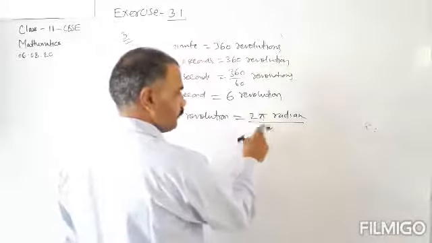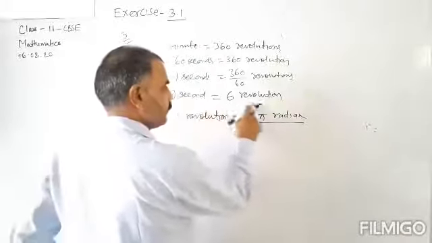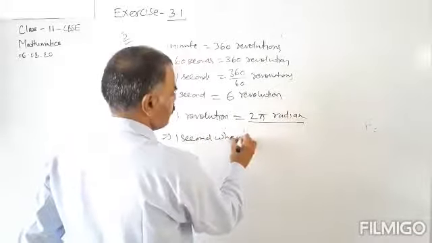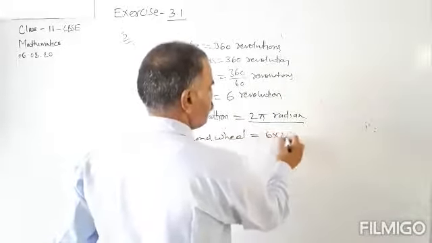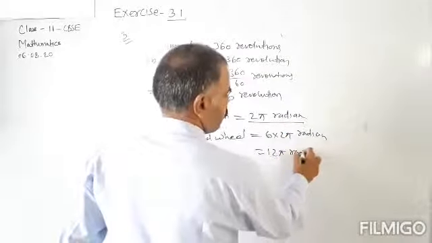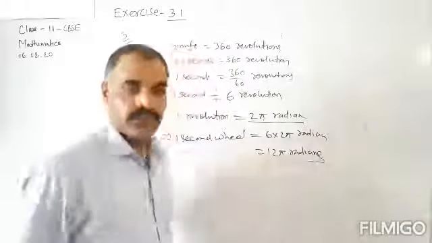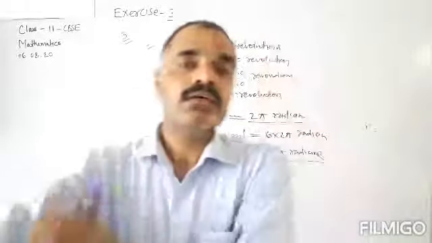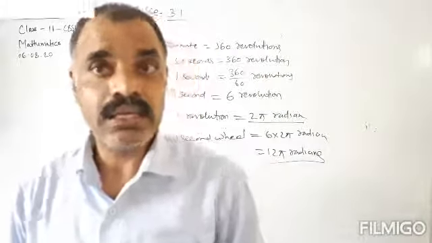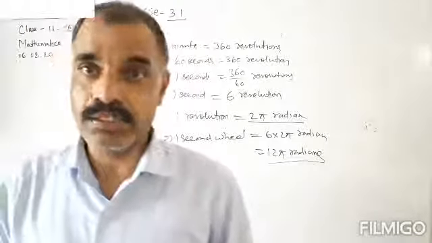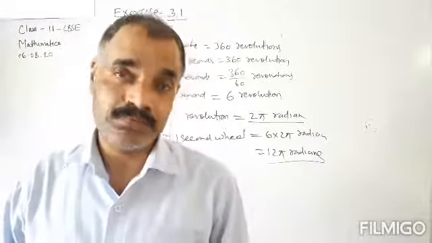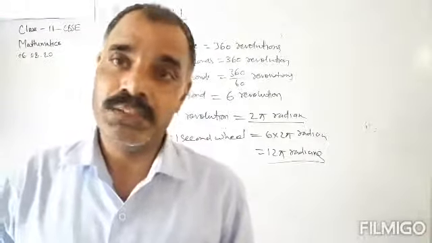So in 1 revolution, 2 pi radians, and in 1 second it is 6 revolutions. So in 1 second, the wheel revolves 6 into 2 pi radians, that is 12 pi radians. So in 1 second, a wheel turns 12 pi radians along its axle. This was question number 3, a very important question to learn the concept related to the wheel.